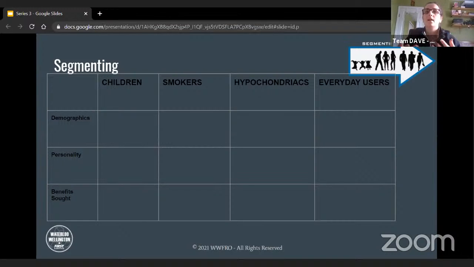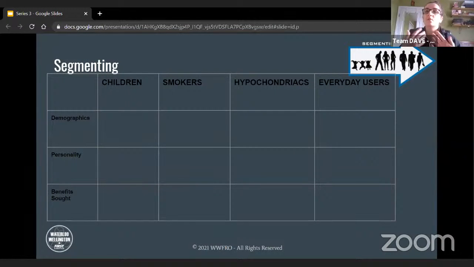So for the example of toothpaste, we have children, smokers, hypochondriacs, and everyday users. These are the demographics. For children, it's usually kids aged 3 to 4. For smokers, we'll aim for about 19 to 35. Hypochondriacs, about 45 to 60, and everyday users is 20 to 55.